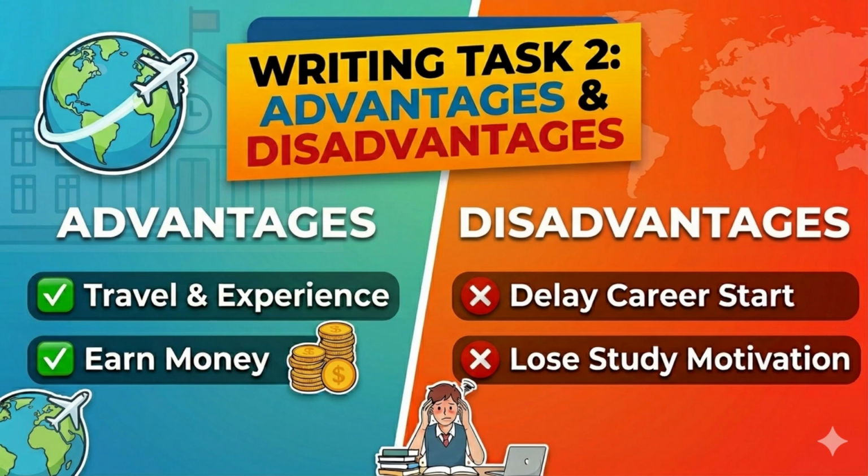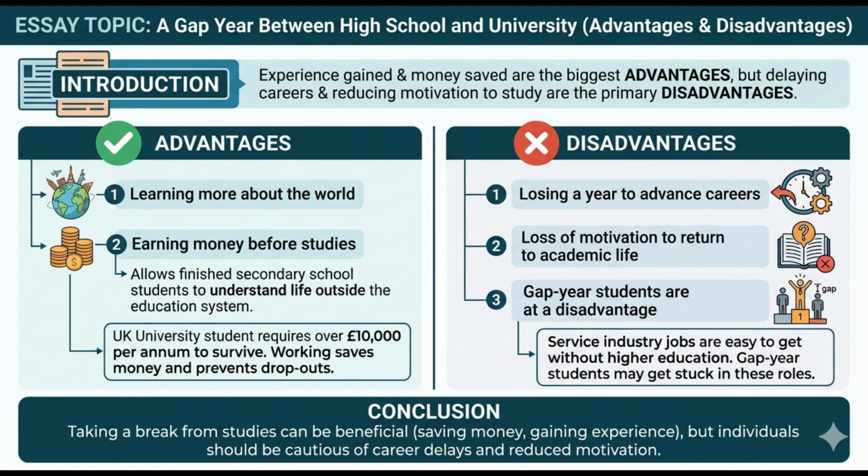If you are preparing for IELTS Writing Task 2, this video is going to help you a lot. Today, I will show you a Band 9 sample answer for an advantages and disadvantages essay. We will look at a simple structure that you can follow to improve your writing score easily. So, let's get started! The question is about young people taking a gap year to work or travel before university.